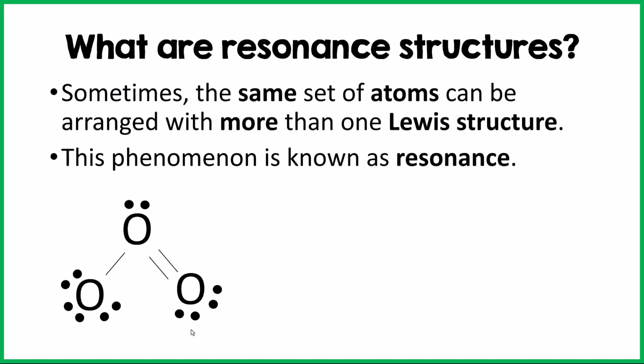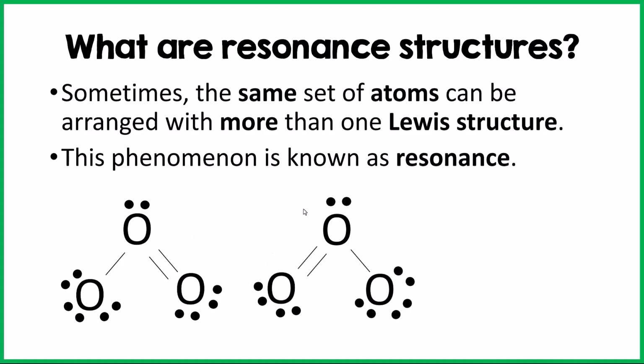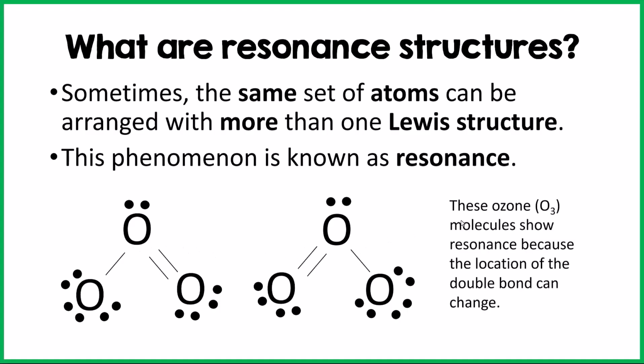Here's O3 in one format, single bond here, double bond here with our valence electrons around. And another format for that would be if the double bond is over here and the single bond is on this side. So these are resonance structures. So these ozone molecules, which is O3, show resonance because the location of the double bond can change. So same atoms, different arrangement.